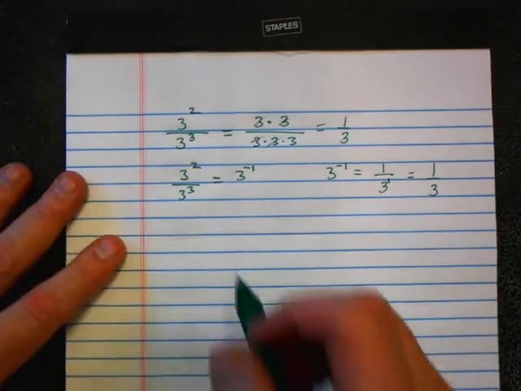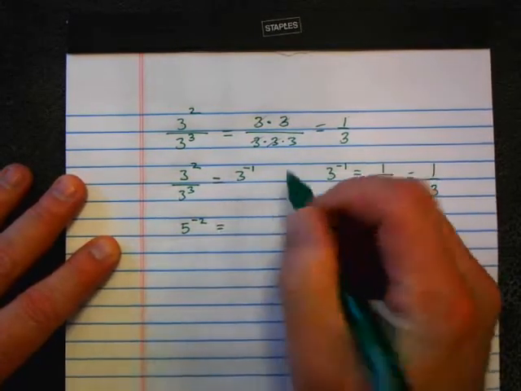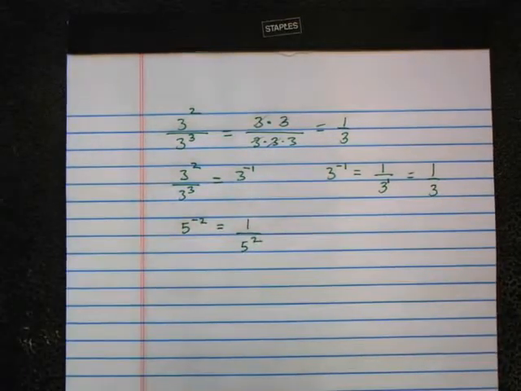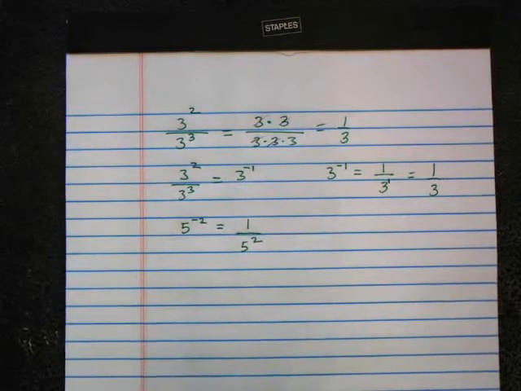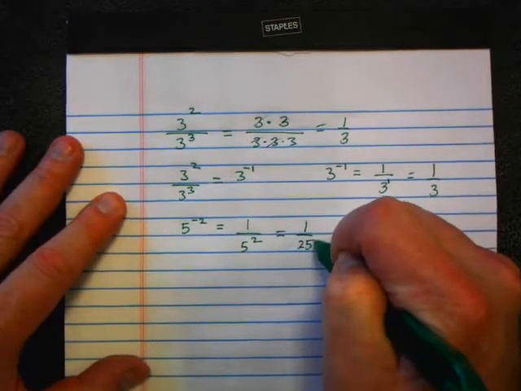So how much is 5 to the negative 2? It's 1 over 5 squared. The square pushes that to the bottom. And 5 squared is 25. So we would write that as 1 over 25.